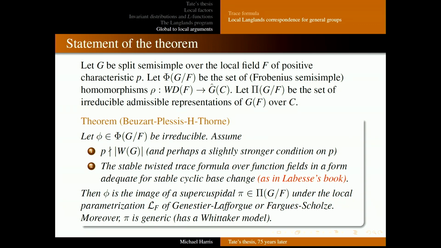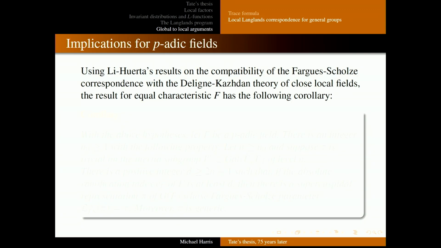In general, there can be more than one supercuspidal representation, but there should be only one generic. It's conjectured that there always is at least one generic representation. All right. Actually, one gets a result that's somewhat weaker for p-adic fields.